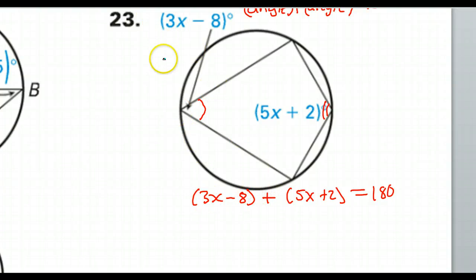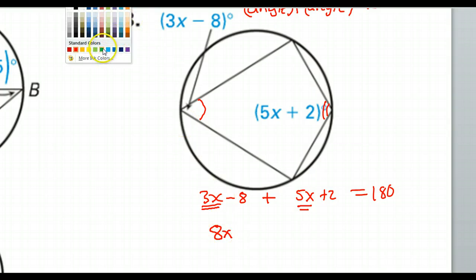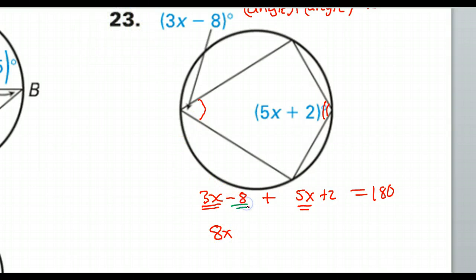Since this is addition, the parentheses don't really matter. I could erase the parentheses if I wanted to. So now I'm just combining like terms. The 3x and the 5x go together, so that's 8x. And meanwhile, the negative 8 and the positive 2 go together, so that's going to make negative 6.